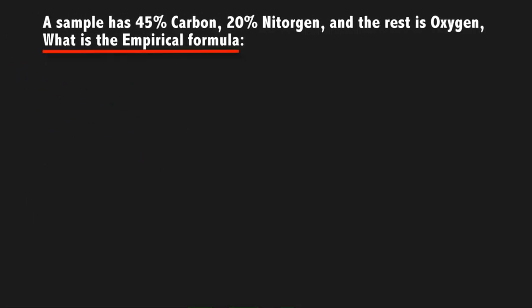Today we're going to be looking at the problem of empirical formula but given to us as a percentage by weight. In this problem we have a sample that has three elements: carbon, nitrogen, and oxygen, given as percentages. How would we go about solving this?